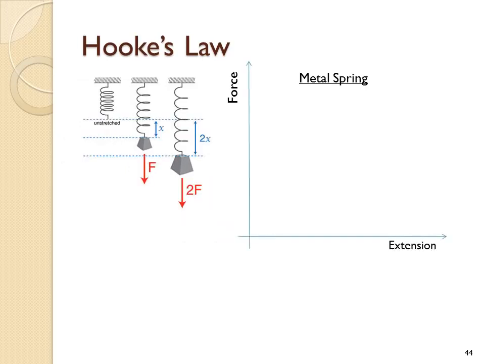Let's look at the force extension graph for a spring. It will be directly proportional. The greater the force, the greater the extension, and these will be linked directly proportionally, so you get a straight line graph that passes through the origin.